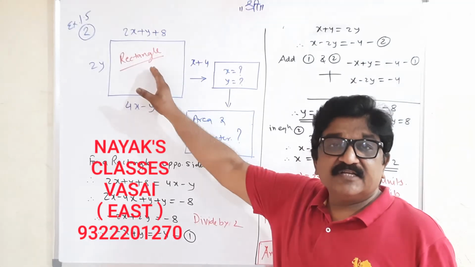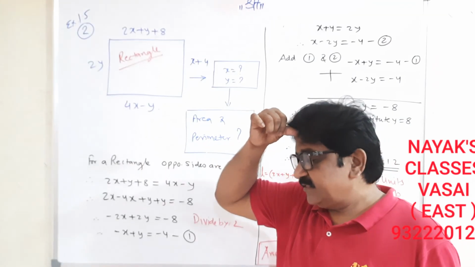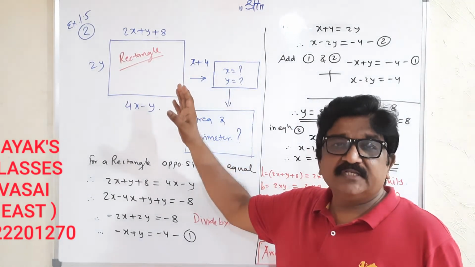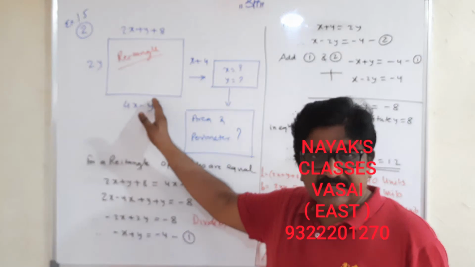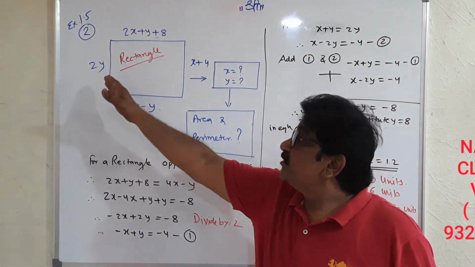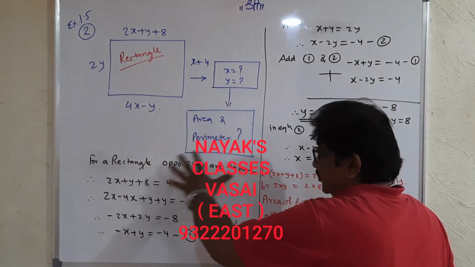Already they have given us the variables for length and breadth. We just used the previous knowledge: opposite sides of a rectangle are equal. Opposite sides of a rectangle are equal, and we got the things done.